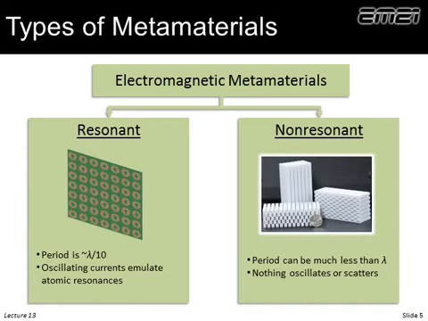So I'll say the period is somewhere around a tenth of a wavelength. Obviously that can fluctuate a little bit. Most metamaterials are of metallic construction, and the oscillating currents in the conductors really emulate atomic scale resonances. So in a resonant metamaterial, there is something resonating. There's an oscillating current or something like that, but it's not the waves scattering between the different elements.